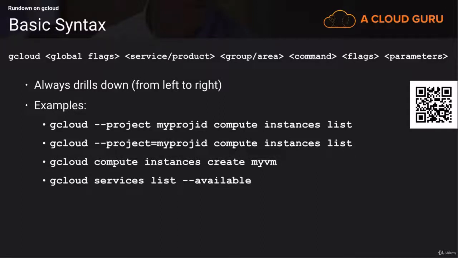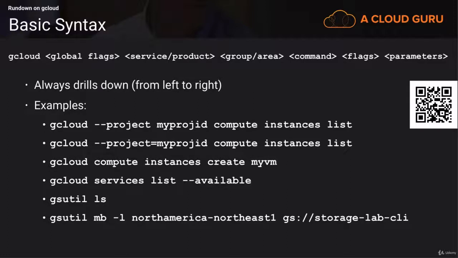Not all commands have parameters though. Sometimes they'll use flags instead, such as gcloud services list, which uses the --available flag. Now as I mentioned, gsutil is definitely in this same family. In this case, gsutil implies that you're working against the Google Cloud Storage Service, and the command is to list.